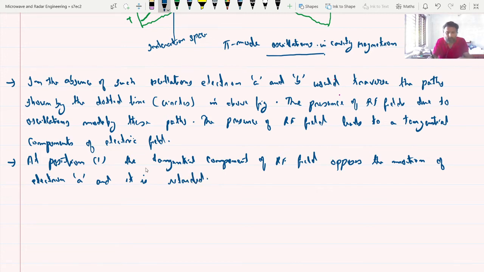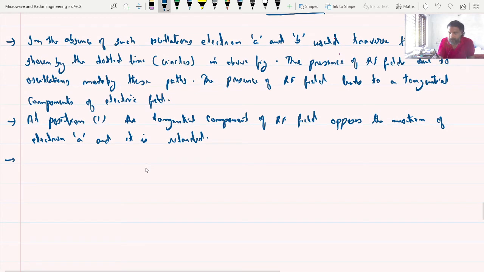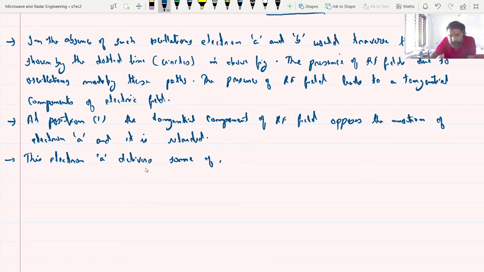Okay, so now what happens, this electron will deliver some of its kinetic energy, just like in the case of the reflex klystron. This electron, that is A, delivers some of its kinetic energy to the microwave field, and it slows down.